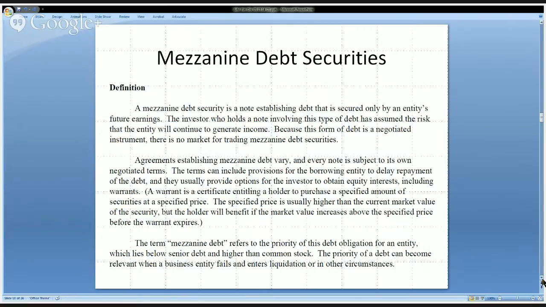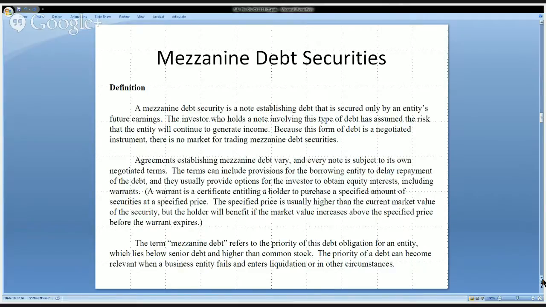So for example, if Google were to issue mezzanine debt securities and Patrick was to buy one, then he would have a note that is linked to the future profits of Google. And Patrick would be assuming that the company will make more money in the future and that he will get more money back than what he put into buying that debt.